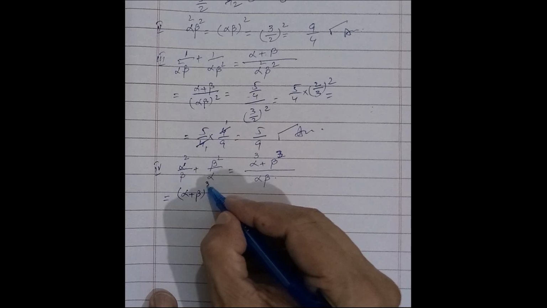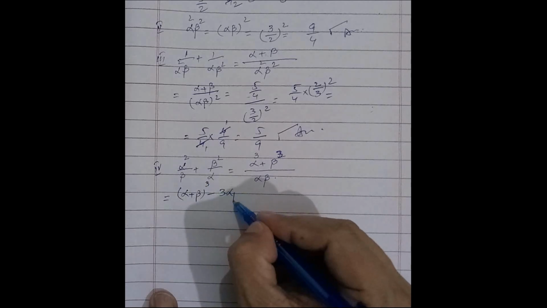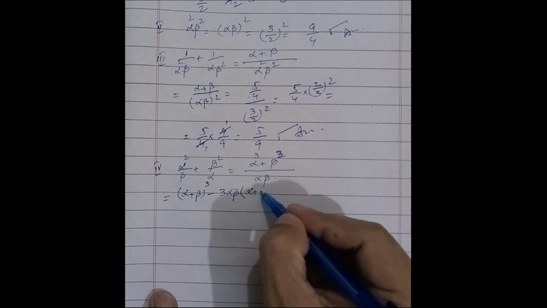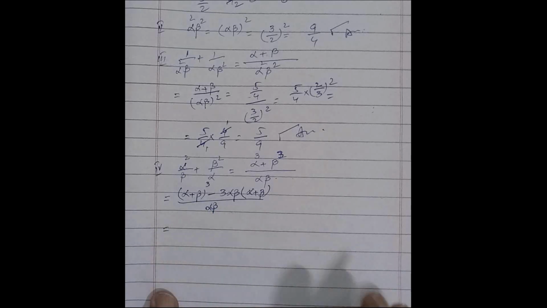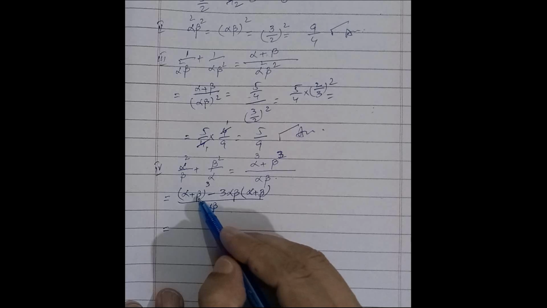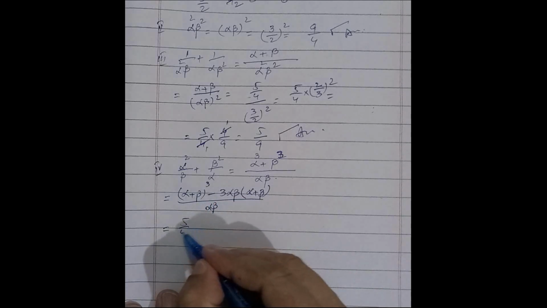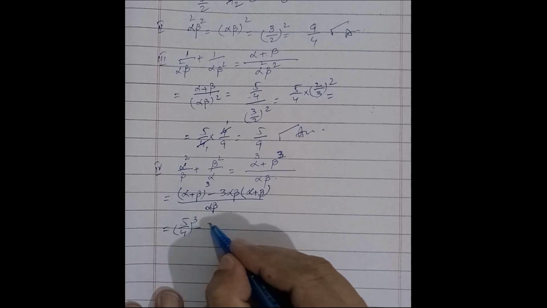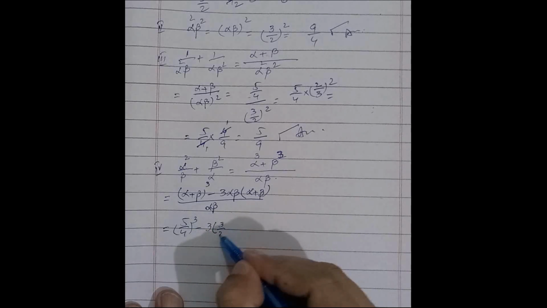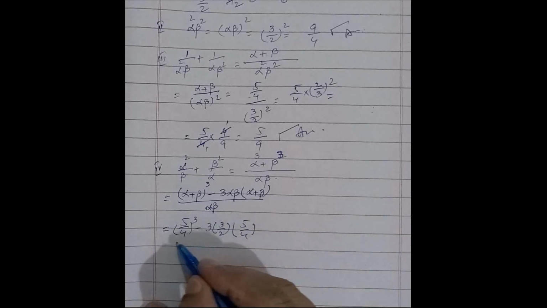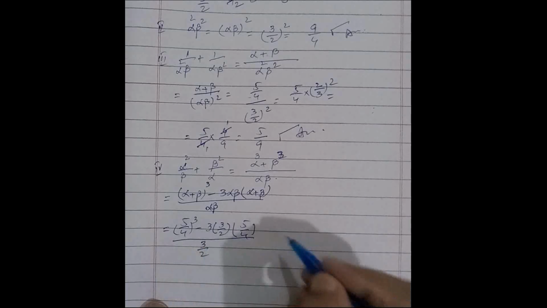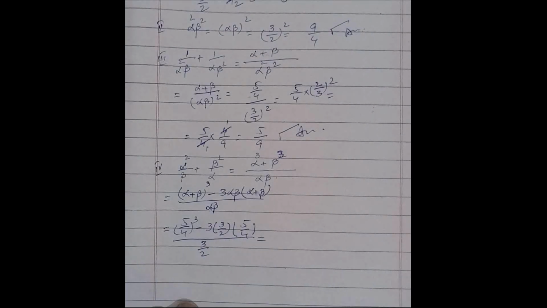Alpha plus beta whole cube minus 3 alpha beta into alpha plus beta, over alpha beta. Now we put the values of alpha plus beta and alpha beta in the equation. We get alpha plus beta is equal to 5 over 4, so 5 over 4 whole cube minus 3, alpha beta is 3 over 2, into alpha plus beta is 5 over 4, over 3 over 2. Now simplify these values.